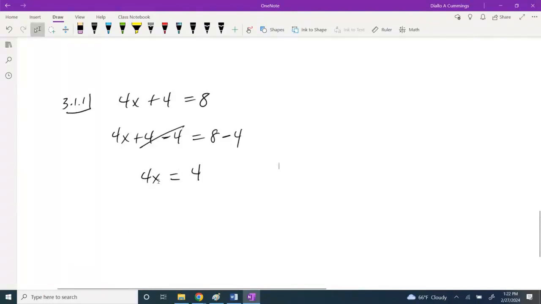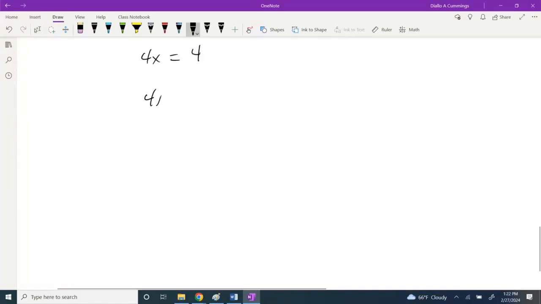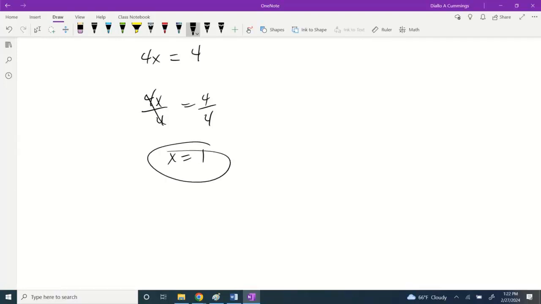I want to solve for x, not for 4x. So the opposite of multiplying x by 4 is to divide by 4. So we're going to divide both sides by 4. So on the left-hand side, the x is canceled, and 4 over 4 is 1. All right, so we get x equal to 1.